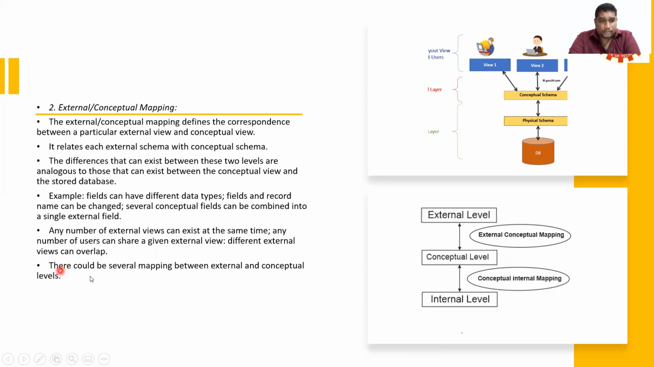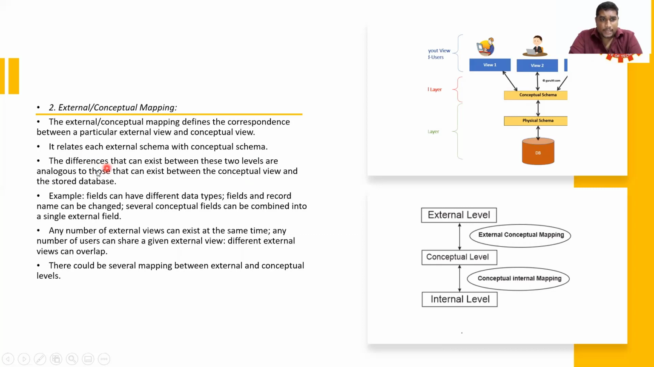So this is the point: there could be several mappings between the external and conceptual levels. The external-conceptual mapping defines the external view to the conceptual schema. It relates only external to conceptual schema. So the differences that can exist between these two levels are analogous, and independent of those that can exist between the conceptual view and the storage database. So this should not affect this one, and this should not affect this one.